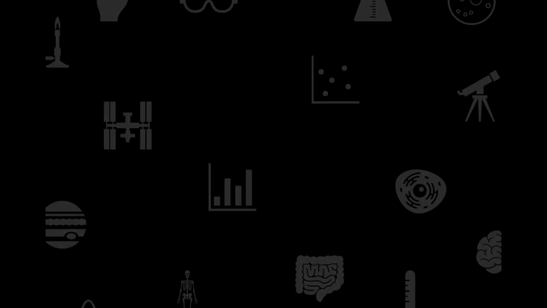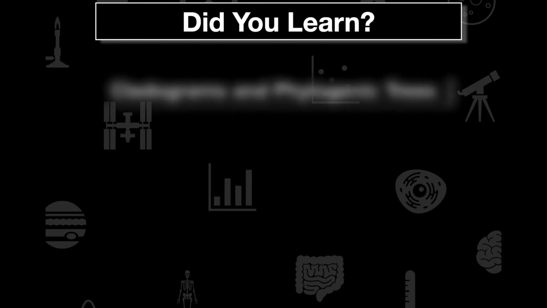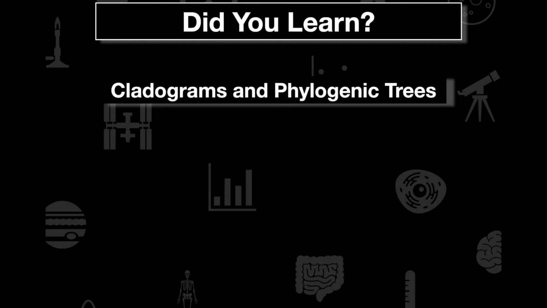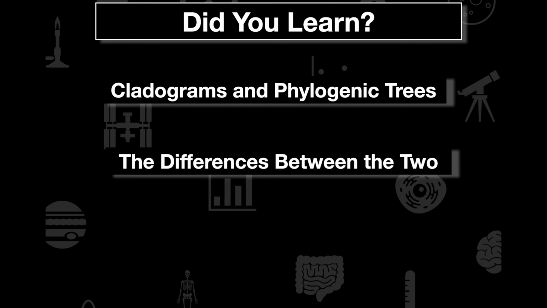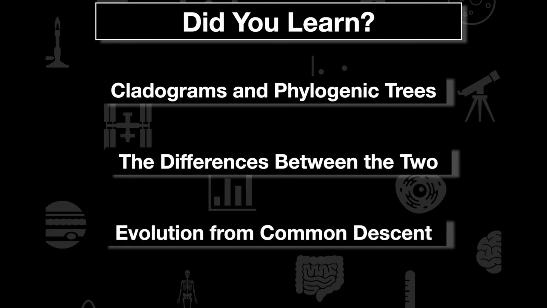All right, so did you guys learn a couple of things? Did you guys learn about cladograms and phylogenetic trees? Did you learn the differences between the two? They are different. It is important to know the differences. And then lastly, did you learn about evolution from common descent and why we're trying to really unwind and unbundle this? This is going to be the end of the video.